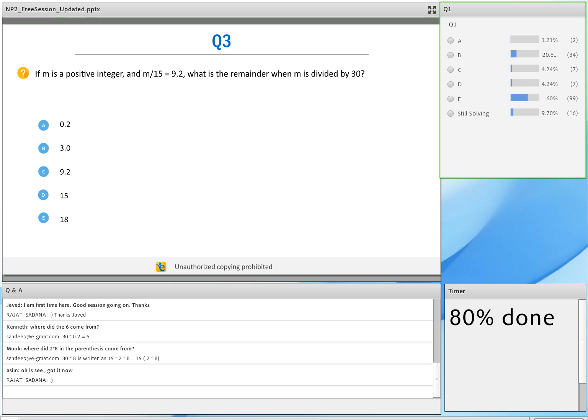So let's go about doing this. Again, it's the same equation, but here we've reversed the divisors. So we have to figure out what's the remainder when m is divided by 30 over here. So we have to express m as 30p plus r, where the remainder is less than 30. Now what's given to us is that m is 15 times 9.2. Now remember, this is what we need to express in this form. So let's see how we go about doing that.